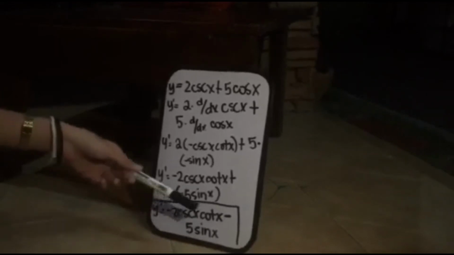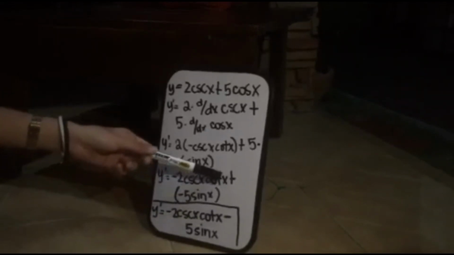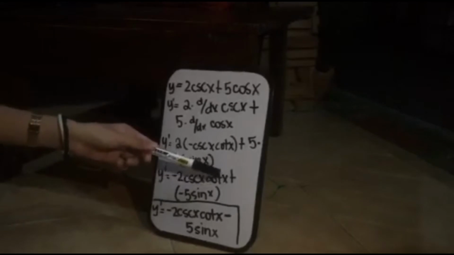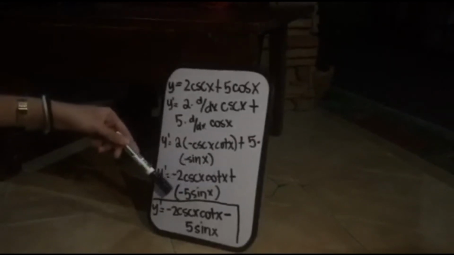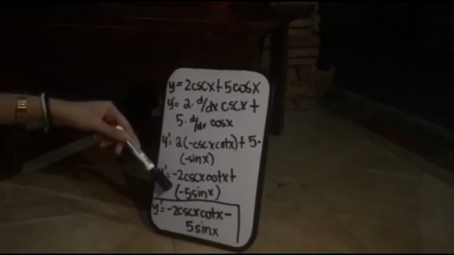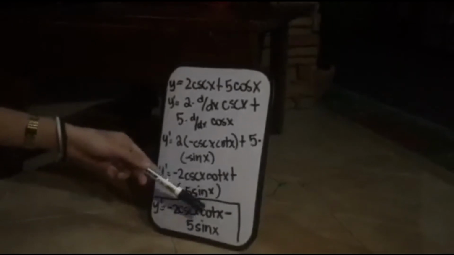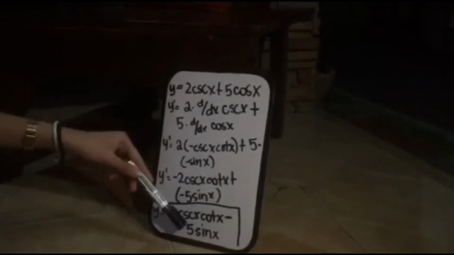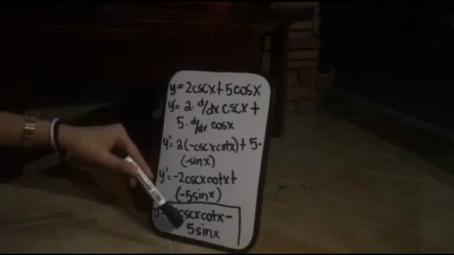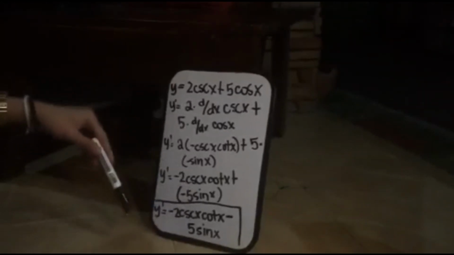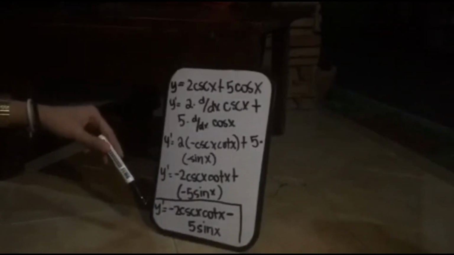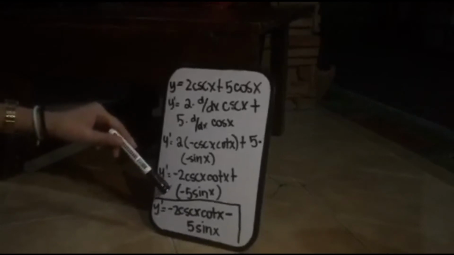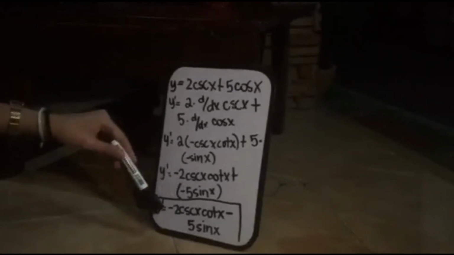So, kaya naging negative yung final answer kahit addition yung operation kasi positive tapos negative. Pag magkaiba yung sign, automatically magiging negative na yung sign ng 5 sin x. So, our final answer is y prime is equals to negative 2 cosecant x cotangent x minus 5 sin x.